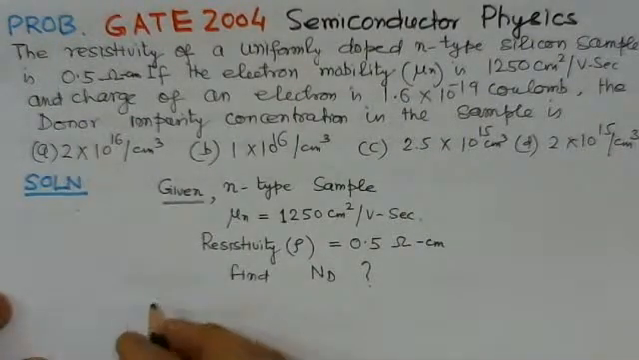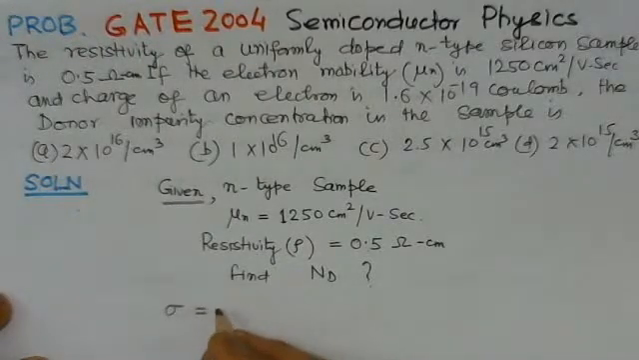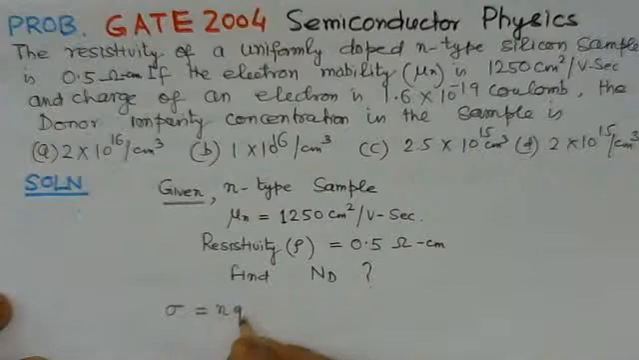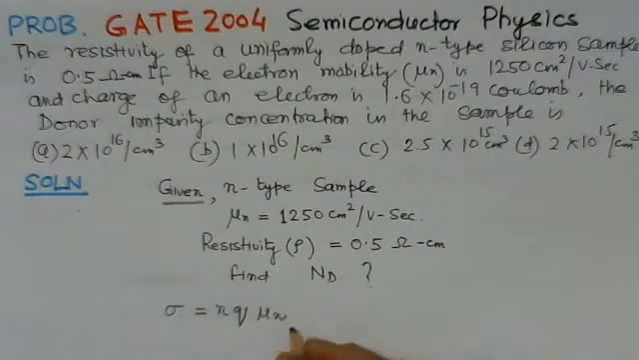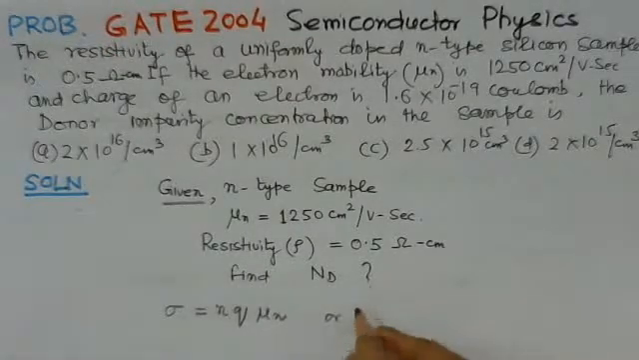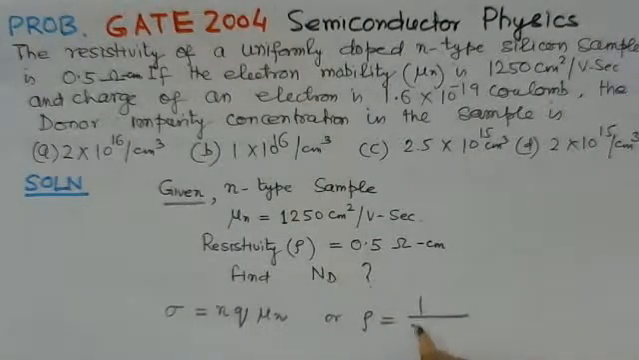We know the relation for the conductivity as sigma equals N Q mu, that means related to N the carrier concentration, Q the charge, and the mobility of the carrier. But here we have to find this relation in terms of resistivity, so this could be written as rho, the resistivity, would be 1 over N Q mu(n).